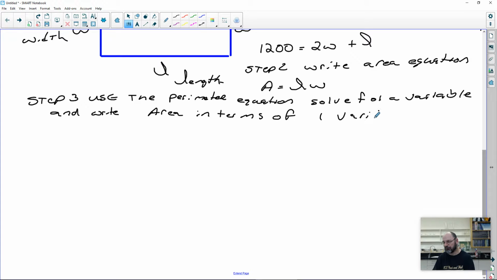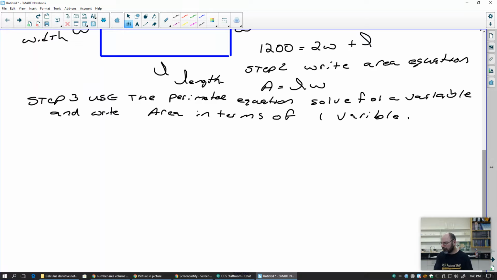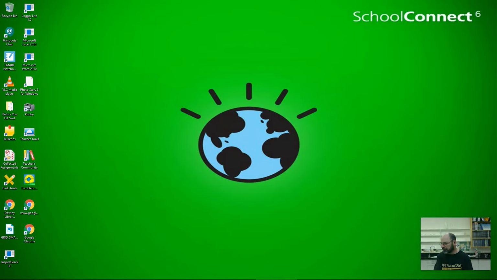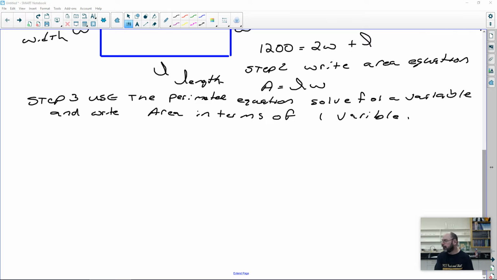Because we have length and width, right? But now, we don't have to worry about which one it is. It can be length or width that we use when we're solving it. Both will give you equivalent results, so it doesn't matter which one you pick. Okay, so I'm going to pick to solve for L because there's only one L. So let's go 1,200 equals 2W plus L. So I'm going to subtract 2W from both sides.